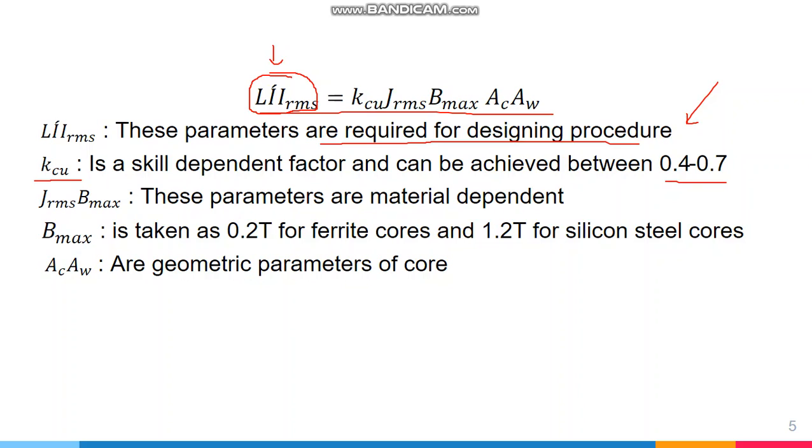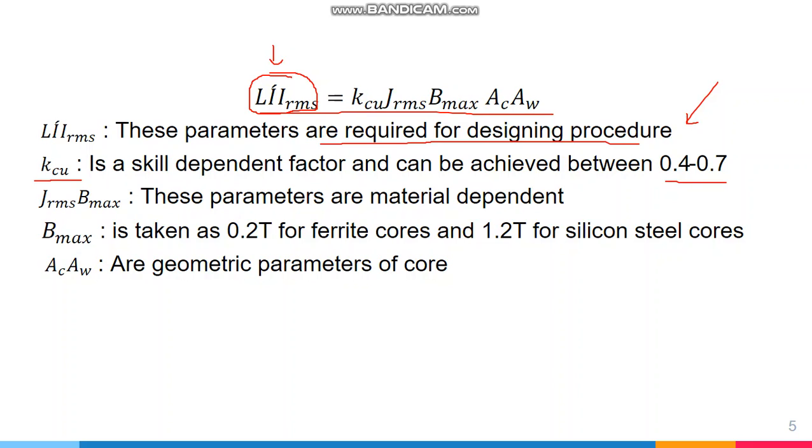And if you want to further improve this copper fill factor, that can be achieved by some advanced machines. Using some advanced and well controlled machines, we can wind this copper wire over that core, and we can achieve a factor up to 1. Copper fill factor is equal to 1 or very close to 1.